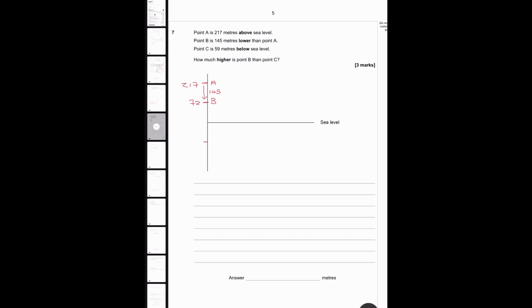Point C is 59 meters below sea level. Now we're just looking for the distance between 72 and minus 59, so we can do this by doing 59 plus 72, which equals 131.